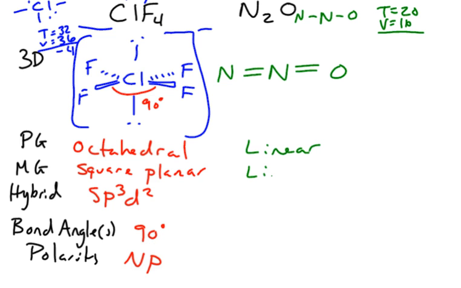There's no lone pairs in the middle, so the shape and the molecular shape and the parent geometry are the same. Hybrid, 2 clouds, SP, bond angle, 180. Is this polar or non-polar? Polar, because it's not all the same. That being said, I'm going to use this one right here.